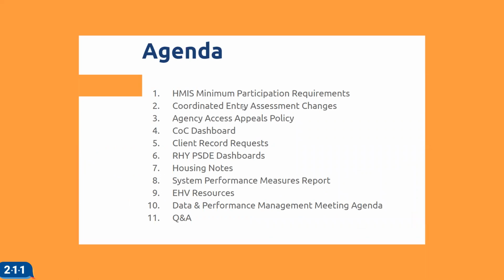For the meeting today, we have quite a few topics to cover. First, we're going to talk about the HMIS minimum participation requirements. We're going to go into changes to the coordinated entry assessments, talk about the new agency access appeals process, the COC Dashboard, client record requests, some new RIE program-specific data element dashboards, review housing notes, the system performance measures report, a new resource for EHV projects, the data and performance management meeting agenda, and then we will wrap it up with some Q&A.